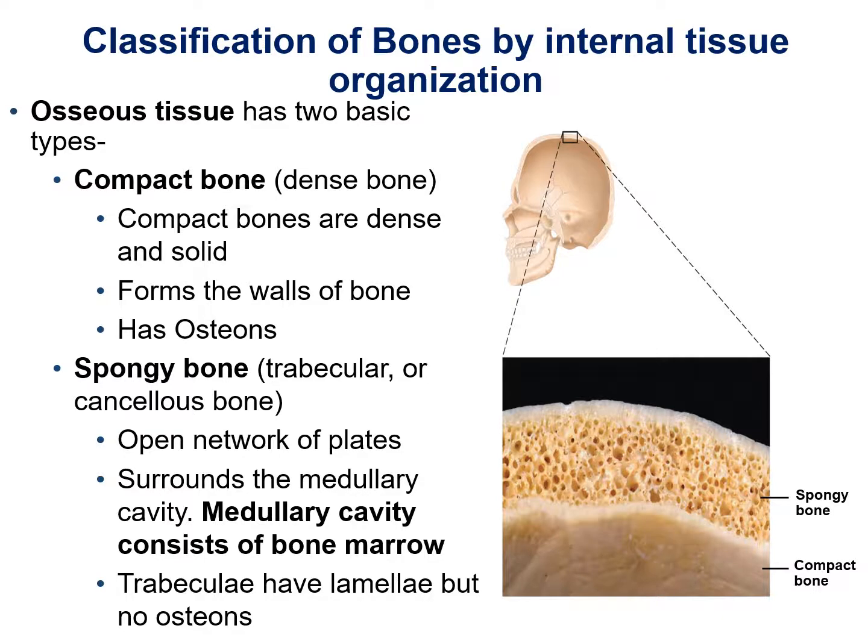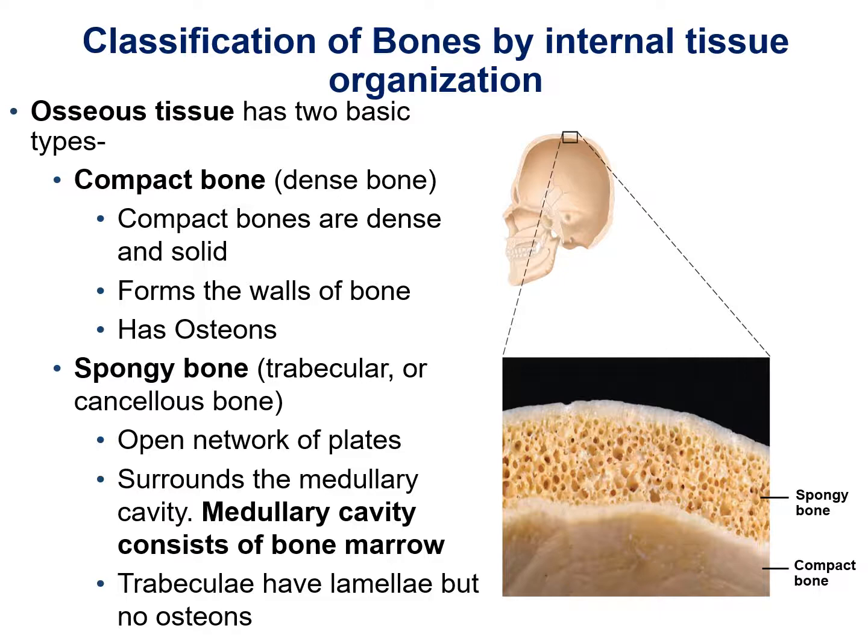So in this slide, we are classifying bones based on their internal tissue organization. There are two types of bones: compact bone, which is also known as dense bone, and spongy bone, which is also known as trabecular or cancellous bone. Compact bone, as the name suggests, is very dense.